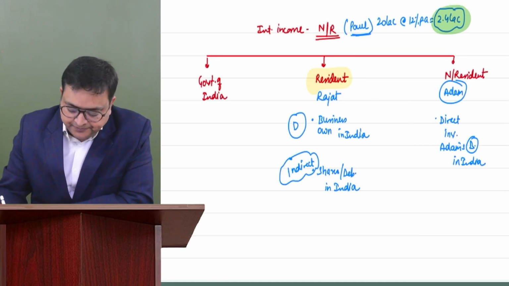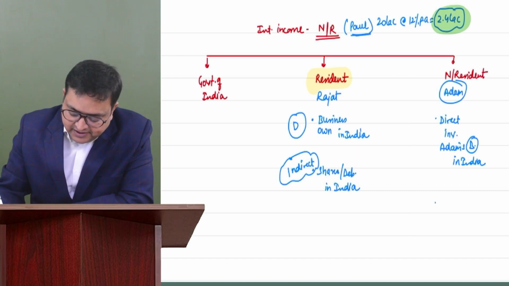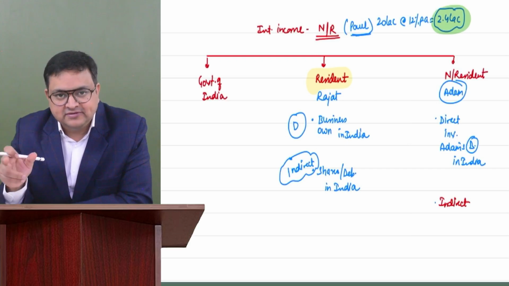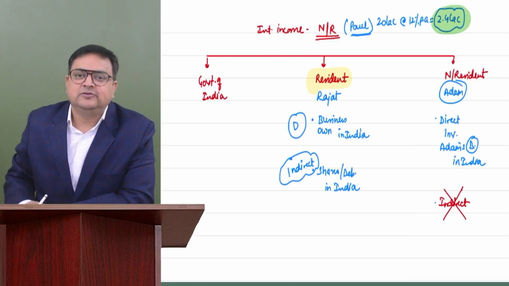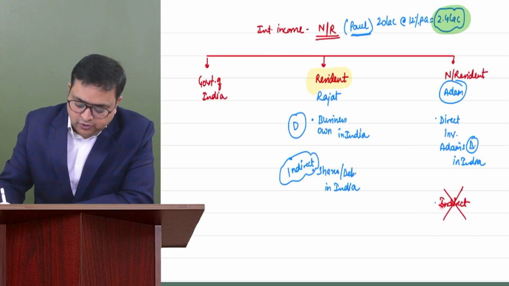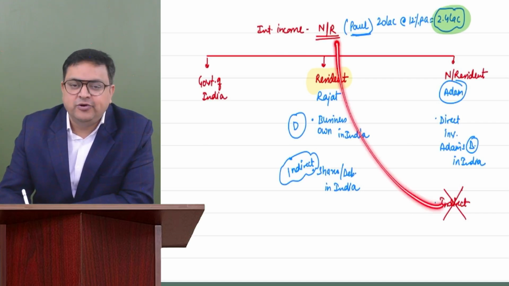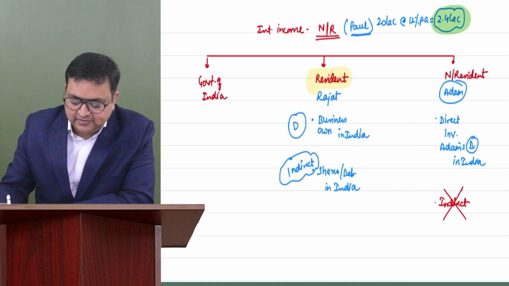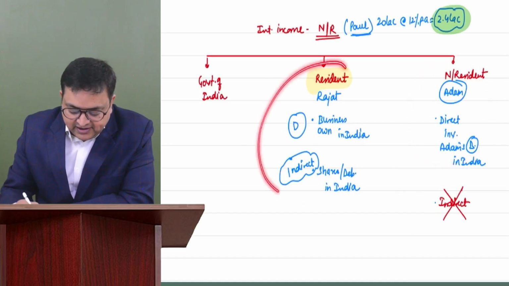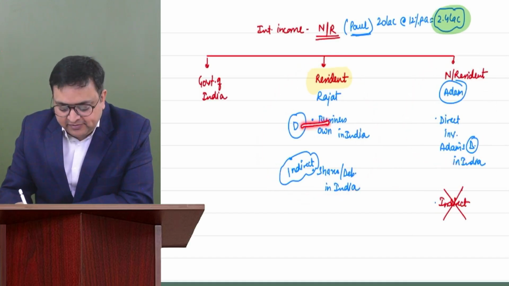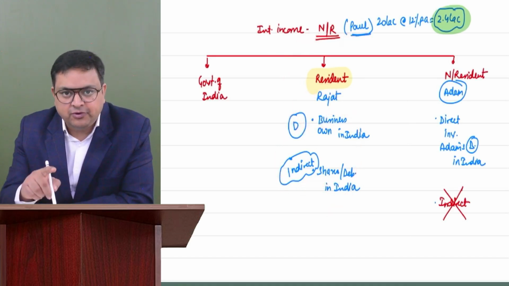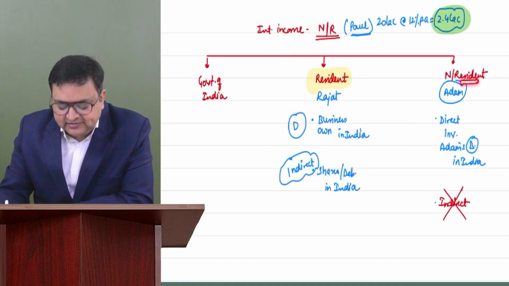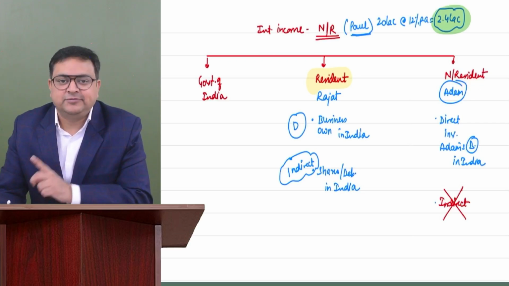But if Adam makes an indirect investment in India, meaning he has not opened his own business, but has purchased some Indian shares or Indian debentures, then please don't make it taxable. So whatever loan interest he is giving, 2.4 lakh, in that case, it will not be taxable. So please remember, when a resident has borrowed, whether he is making a direct or indirect investment, in both cases 2.4 lakh is taxable in the hands of Paul. But when a non-resident is the borrower, only in case of direct investment in India would it be taxable.